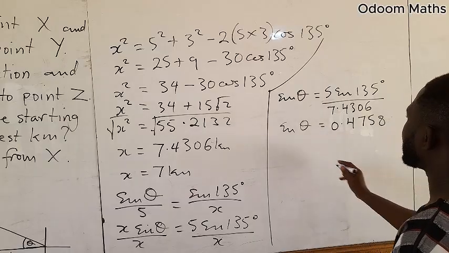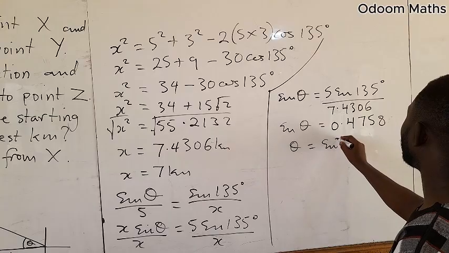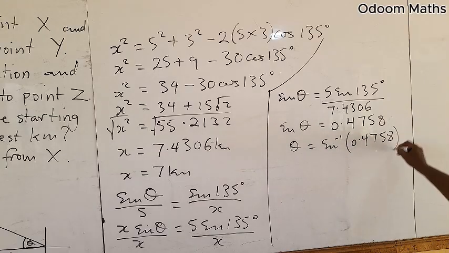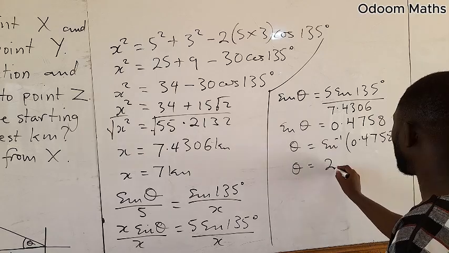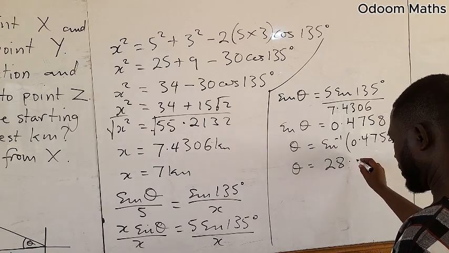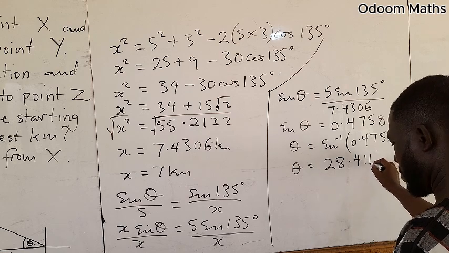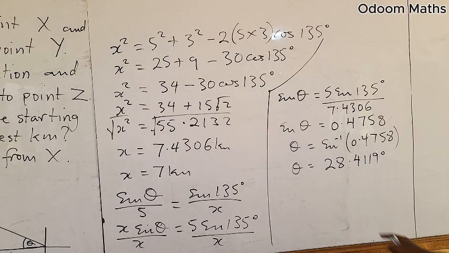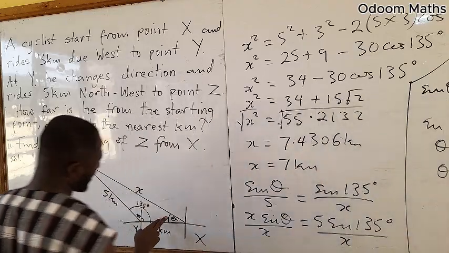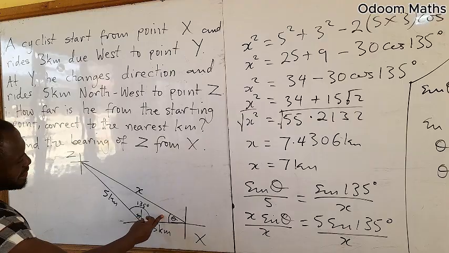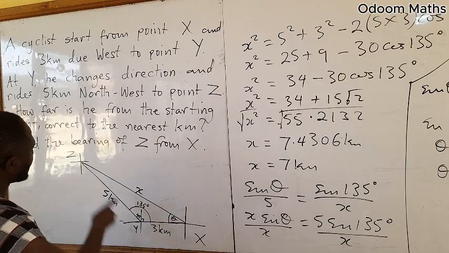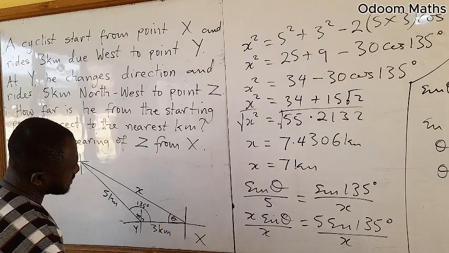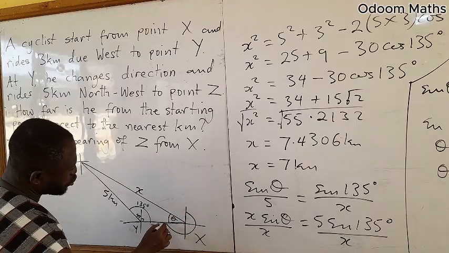Then theta is going to be sine inverse of 0.4758. So theta becomes 28.4119 degrees. Okay, so we need to add this to 270. Now we've gotten theta to be 28.4119 degrees. We need to add, because for the bearing of Z from X, we move from here out to this point.